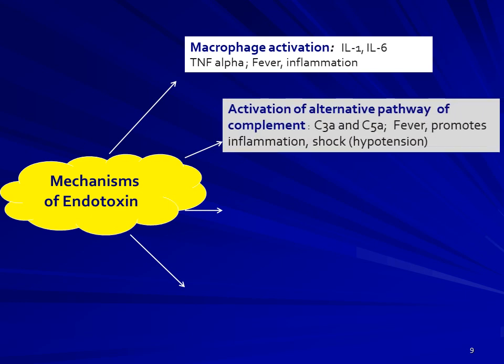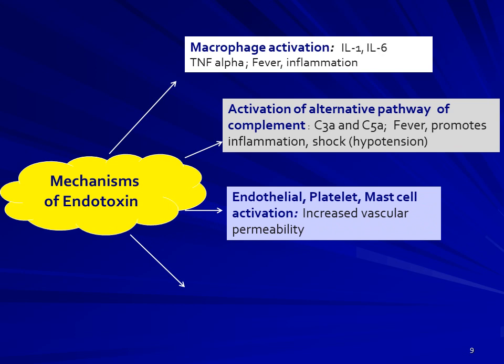Next is activation of the alternative pathway of complement, responsible for the production of complement components like C3a and C5a, which are responsible for fever production and also promote inflammation, and again are responsible for shock by producing a severe form of hypotension. And endothelial, platelet, and mast cell activation will also be seen with endotoxic activity.